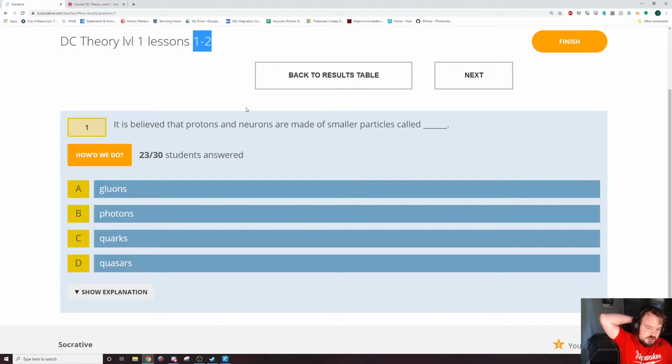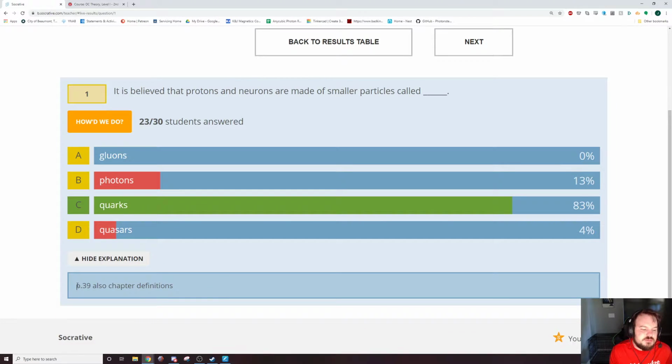Protons and neurons, that should be neutrons. That's a typo. Protons and neutrons are made up of smaller particles called quarks. Quarks, I believe, are a theoretical particle. We haven't observed them. If you open up your DC theory textbook, you'll see that this is on page 39.